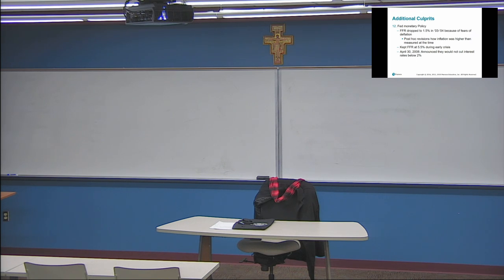Scott Sumner blames monetary policy. I don't even have him on here. He's a nominal GDP targeting guy. So he notes that nominal GDP fell from 5.4% to -3% in 2008, 2009. This is a substantial drop. This includes inflation and real GDP.